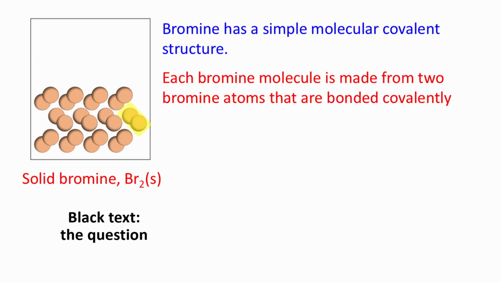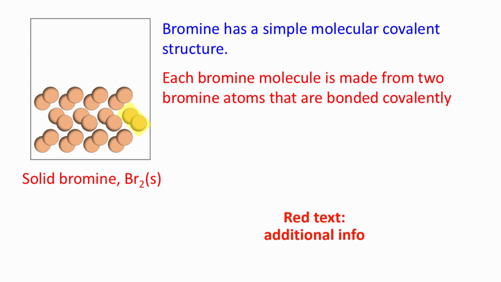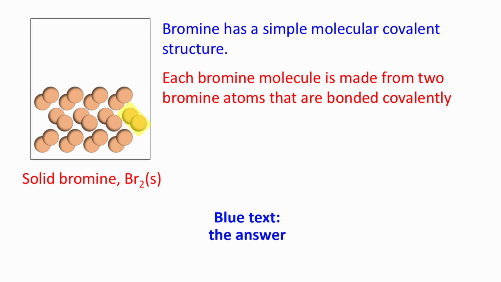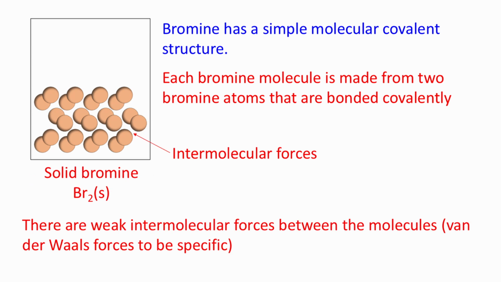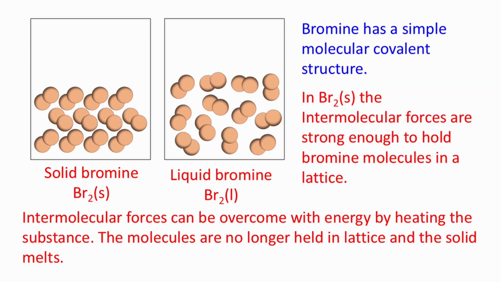The diagram here represents bromine in the solid state. Bromine has a simple molecular covalent structure. Each bromine molecule is made from two bromine atoms that are bonded covalently. One of these molecules is highlighted in yellow. There are weak intermolecular forces between the molecules, van der Waals forces to be specific. When bromine is a solid, the intermolecular forces are strong enough to hold the bromine molecules in a lattice.